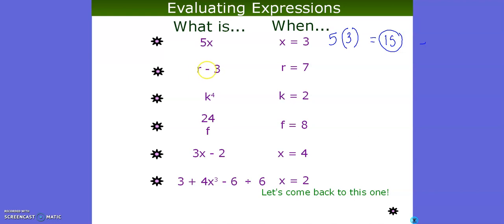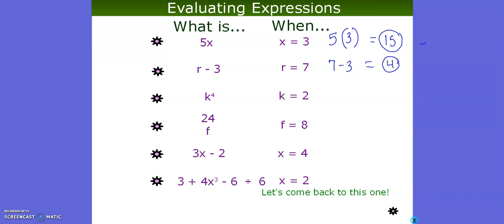Next expression, r minus 3 when r is 7. So go ahead and replace the r with 7 and then complete your work. So the evaluating part is not only the plugging in, but then the actual doing of the operation in your expression. So 7 minus 3 is 4.